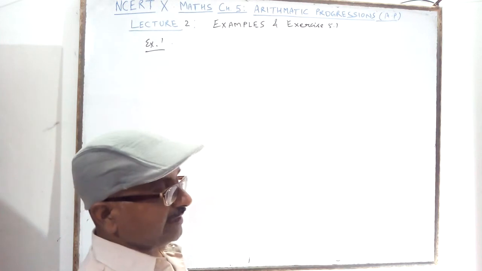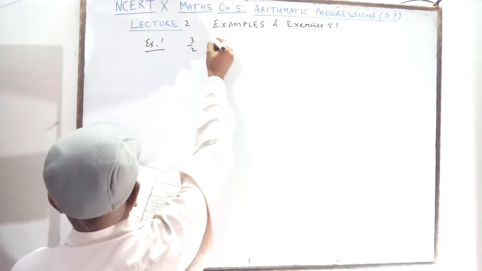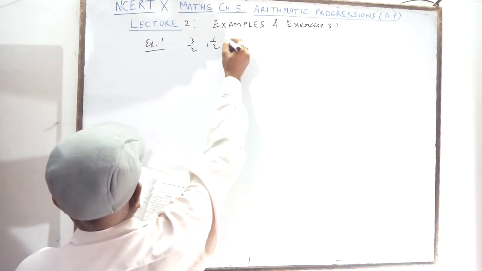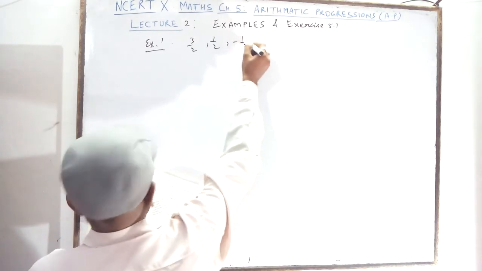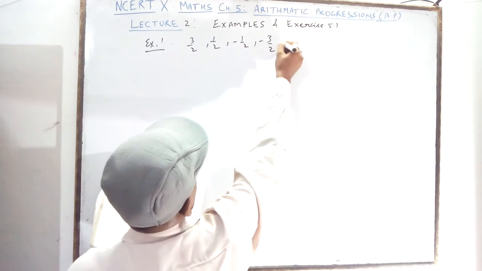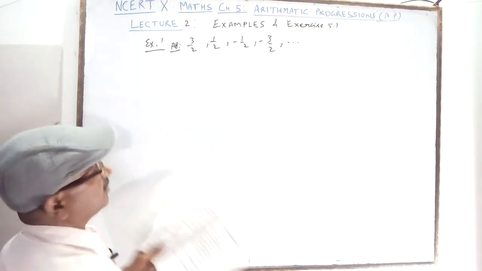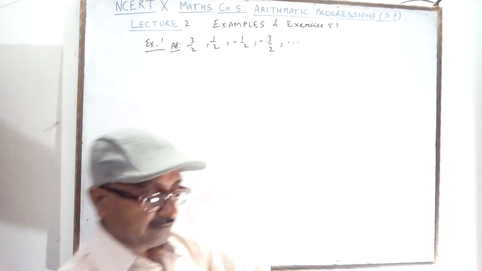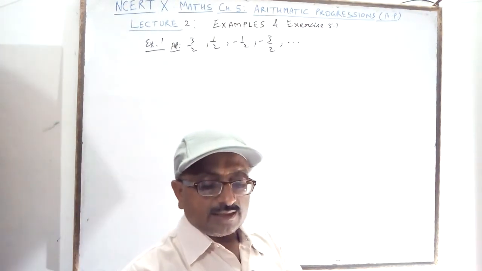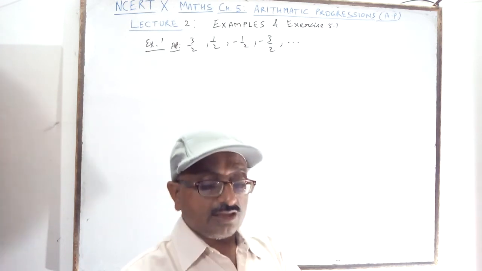An AP is given: 3 by 2, 1 by 2, minus 1 by 2 and minus 3 by 2, and so on. It is an AP given in the question in your book. Write the first term A and the common difference D.